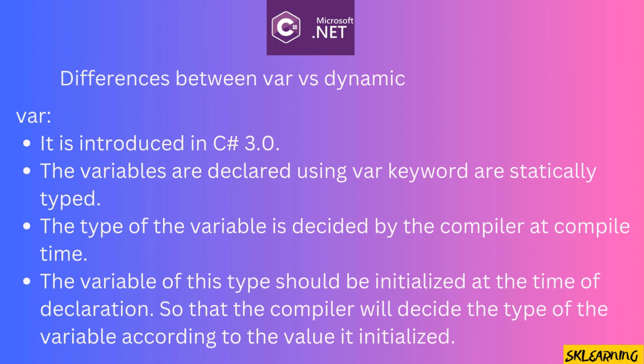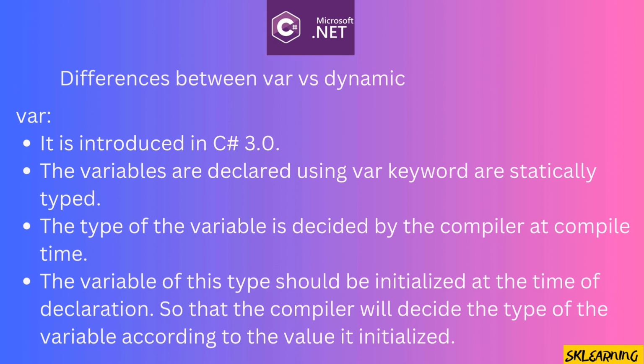In this video, we'll explore the difference between var versus dynamic. Var was introduced in C# 3.0. The variables declared using the var keyword are statically typed. The type of the variable is decided by the compiler at compile time.